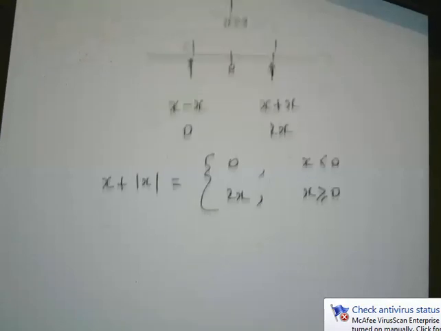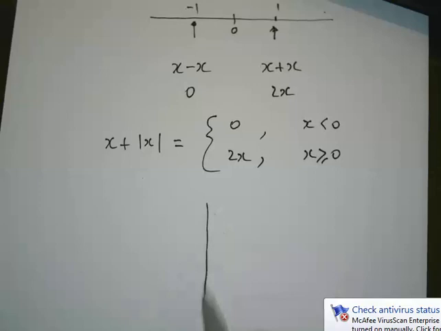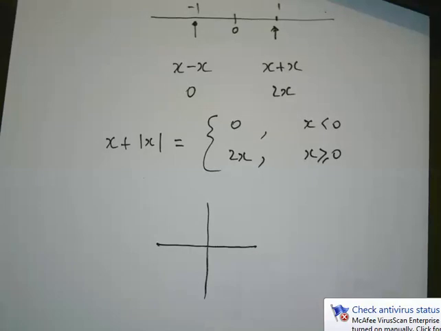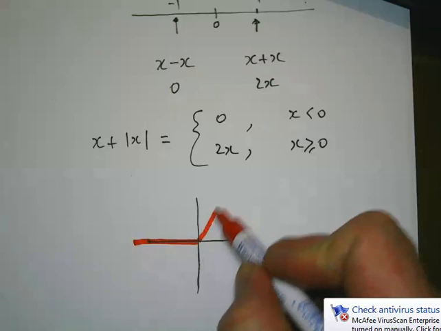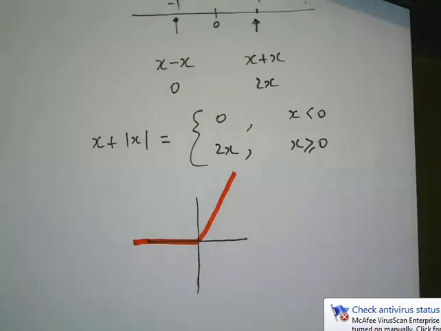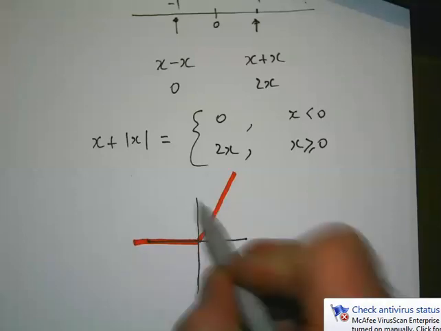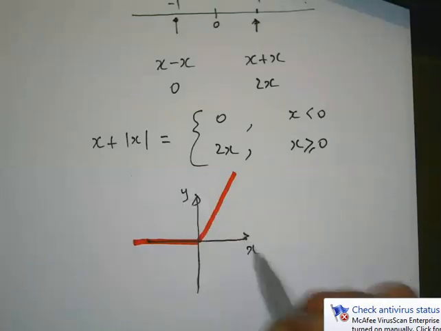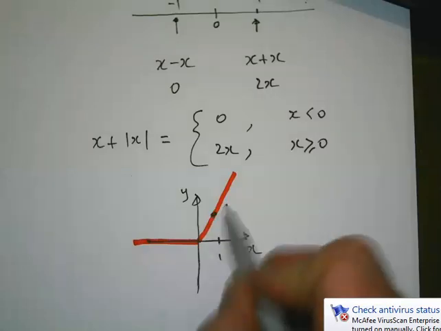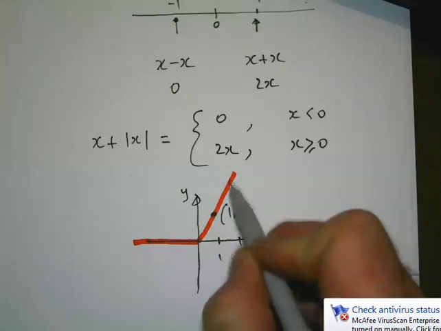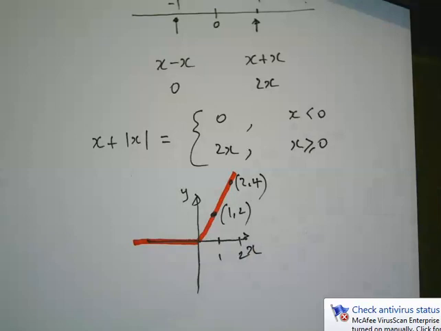And if I was to sketch that, it's going to look like that. When x is less than 0, it's going to equal 0. And when x is greater than 0, it's going to equal 2x, so therefore I've got a couple of points there.